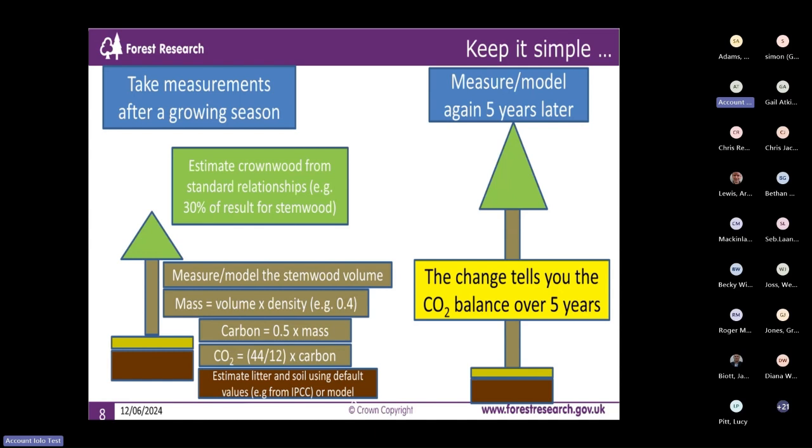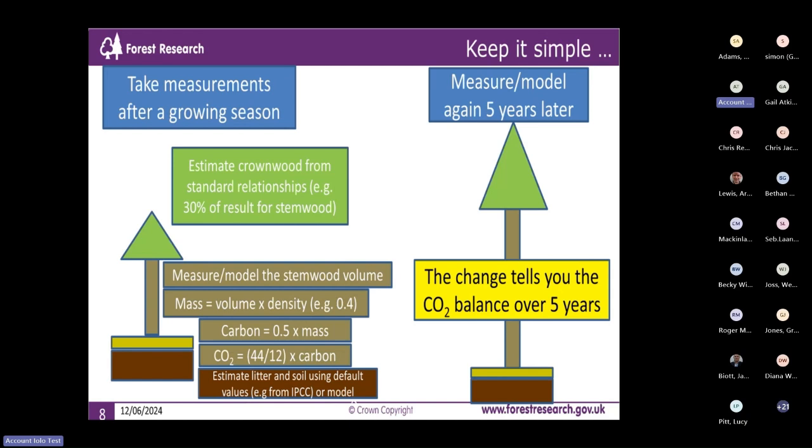So we start with the woodland on the left, the tree on the left. You can measure that, you can work out the stem volume using basic mensurational techniques, and from that, you can work out the carbon in the stem. You can use allometric relationships to work out the carbon in the other parts of the tree. You can use simple models or direct measurements to work out how much carbon is in the soil.